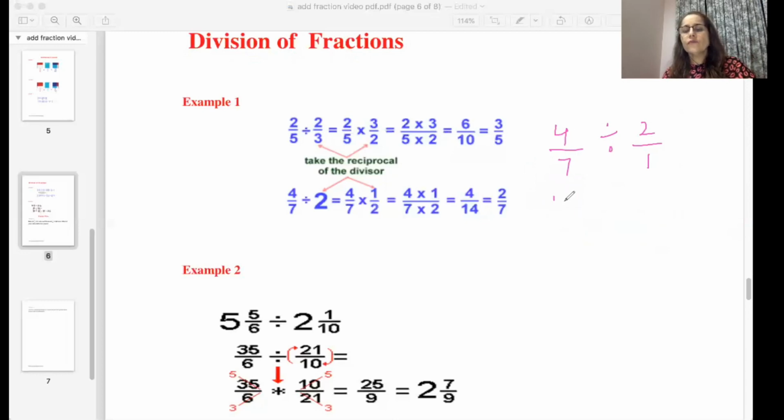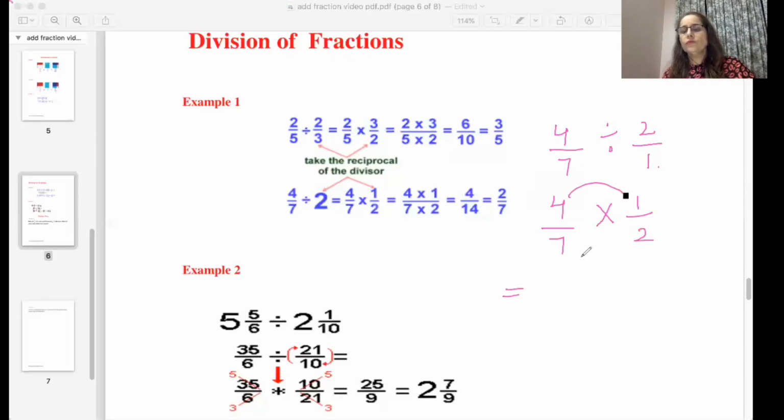It is 4 by 7. Yes, we have written it as it is. Now we are changing the division sign. We will replace it with multiplication. So after the division sign, it is 2 by 1. Now we will write the reciprocal of this. So we will write 1 by 2.